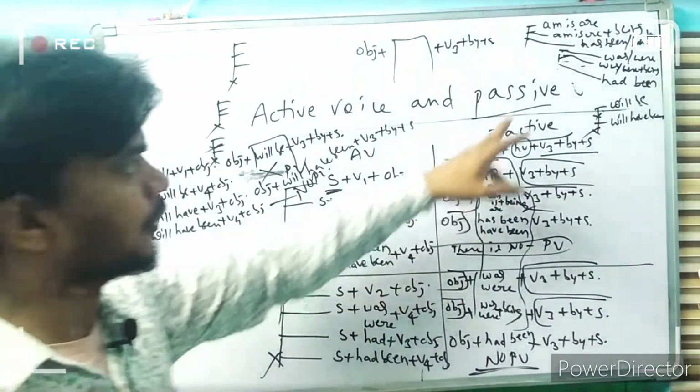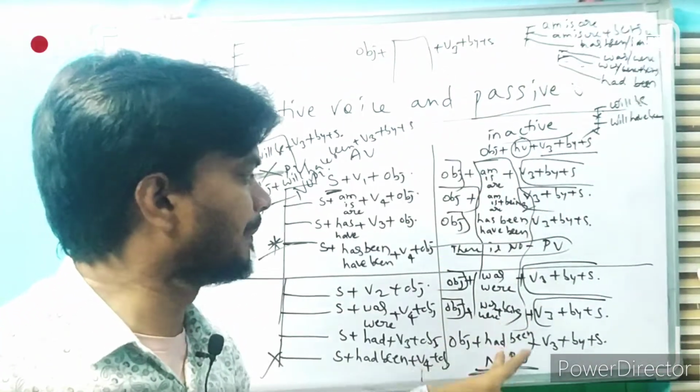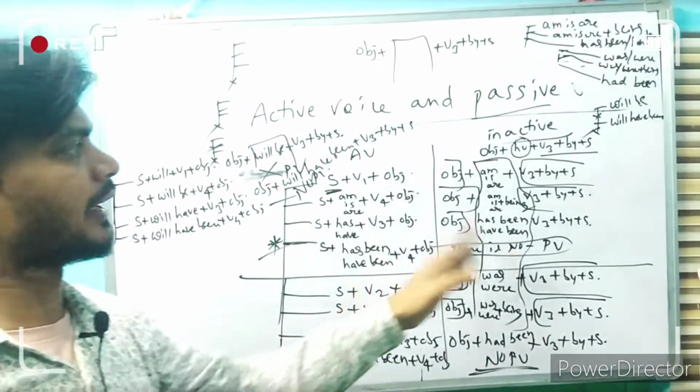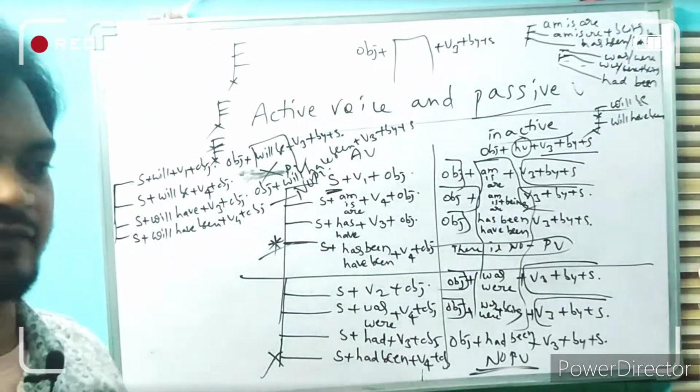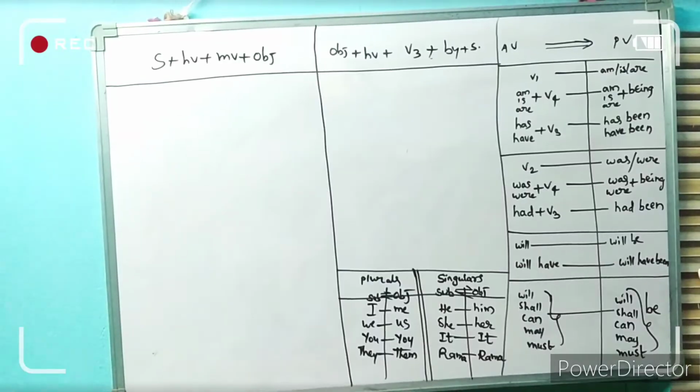Okay, fine. So if you remember these helping verbs in passive voice by heart, you can write any active voice sentence into a passive voice sentence. Okay, fine. With the help.